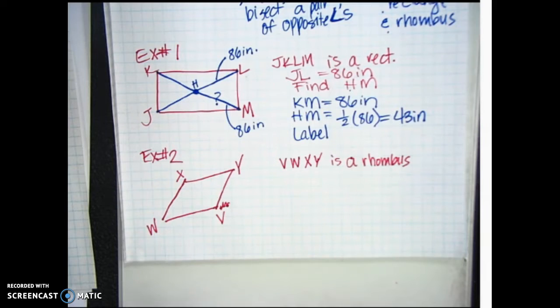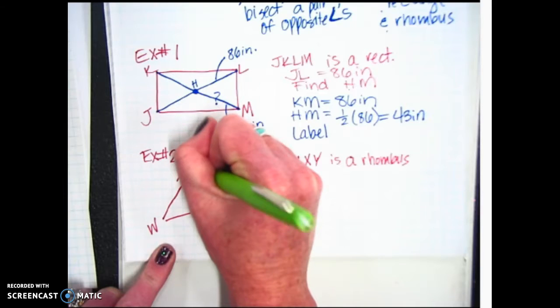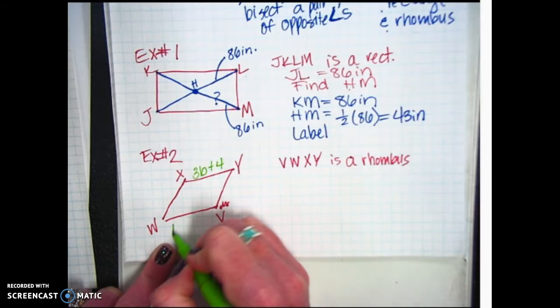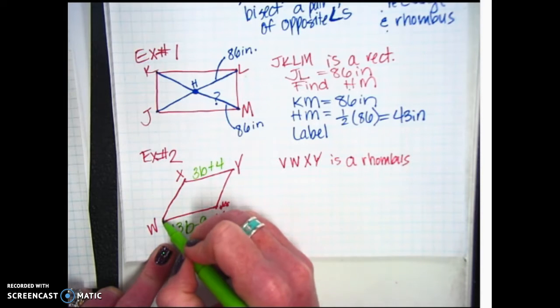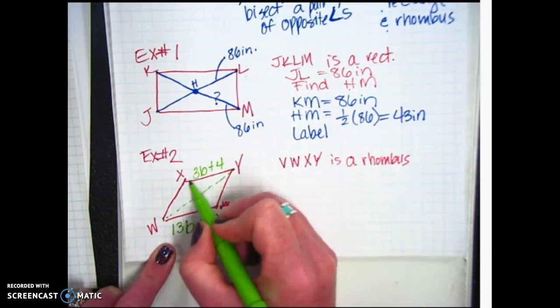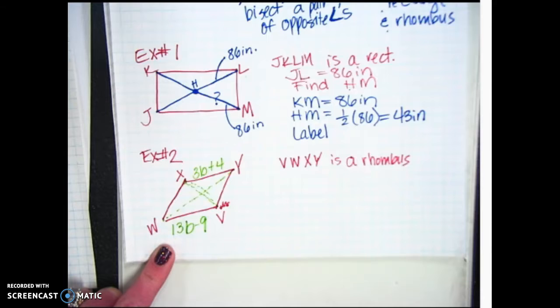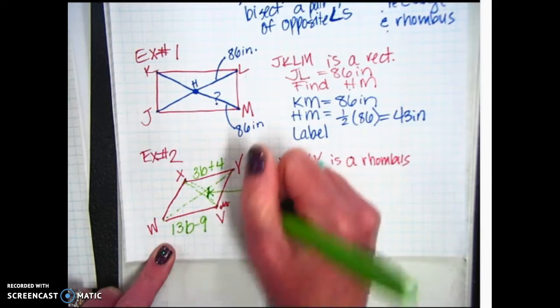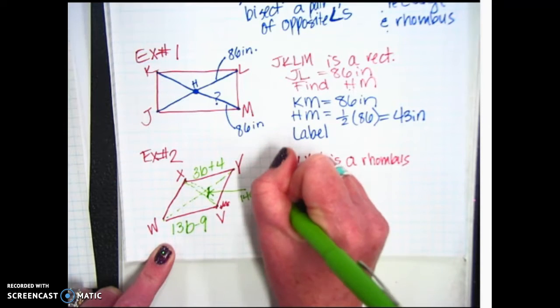And let me give you some information. So the top of this rhombus, XY, is going to be 3B plus 4. Down at the bottom, BW is going to be 13B minus 9. We're going to dash in some diagonals here. Very straight. Straight as we can. And this angle right here in the middle is going to be 14A plus 20.